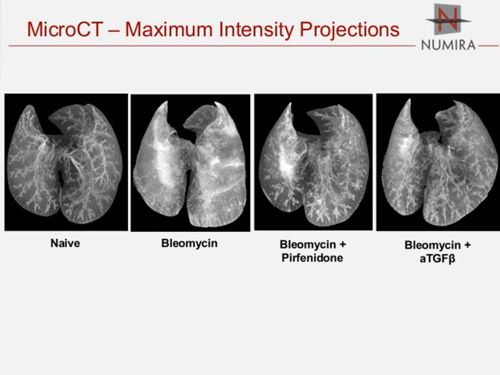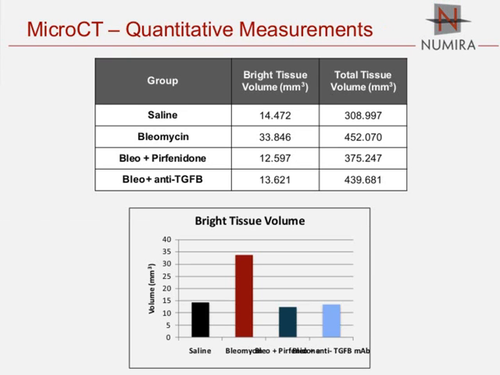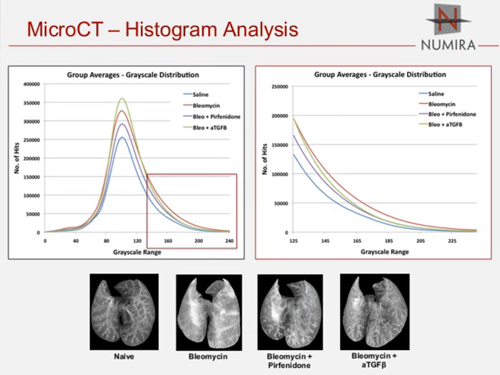So immediately, just looking at the qualitative, this is what we call a maximum intensity projection, so showing you all of the data, you can immediately appreciate the difference between each of these examples shown here from each of the treatment groups. Here's some of the metrics that you can immediately pull out when you analyze this micro-CT data. So as expected, there's lots more bright tissue associated with that bleomycin group. So we analyzed all the specimens and then derived these averages here, in comparison to the saline or the treated groups.